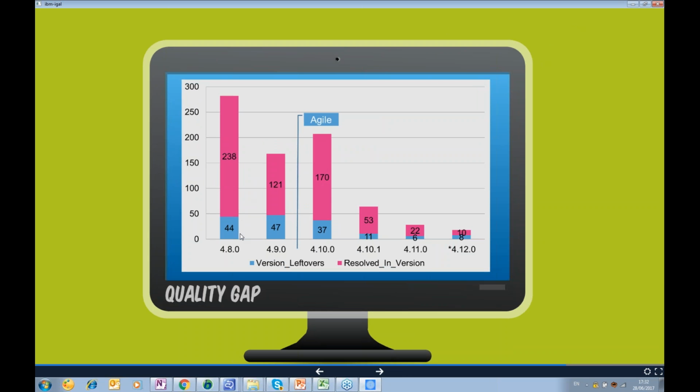So here you can see, for example, a product, and you can see the versions before we moved to SAFe, and after SAFe.